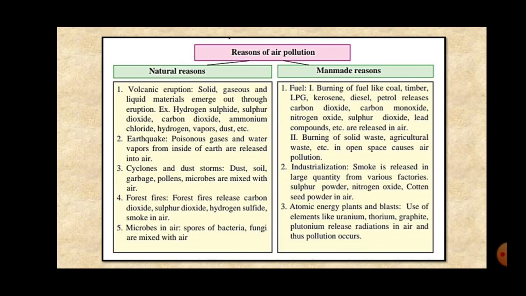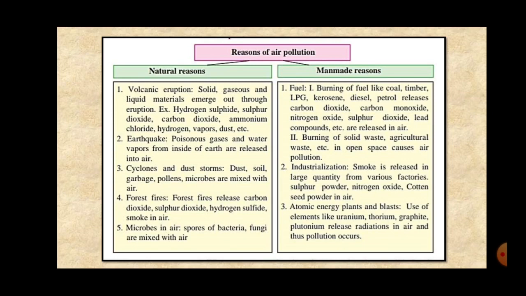Industrialization, right? We had seen in the previous picture, the smoke is released in large quantity and it contains particulate matter in the form of carbon particles, right? Then sulfur powder is also given out, nitrogen oxide, cotton seed powder. These are all released from the industries and factories and they cause air pollution.